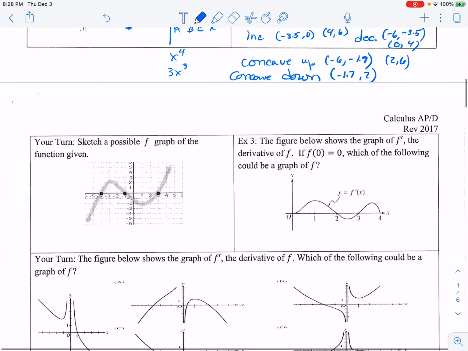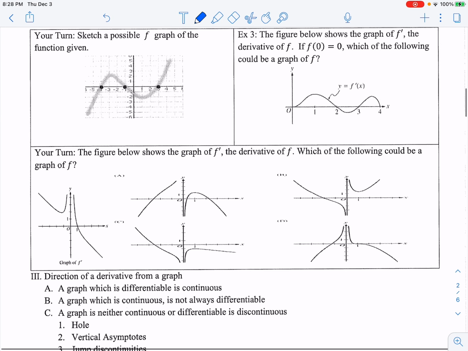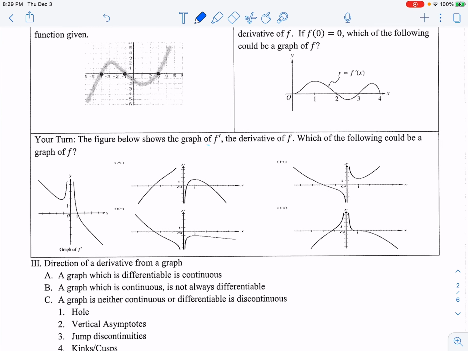Nifty. Alright, you can do that one. That's more of the same. This is a good one. They gave you the graph of the derivative. You have to pick which one could be f. Well, if you look at this, it crosses at 1. It went from positive to negative. So it has to be a max. So there has to be a max at 1.